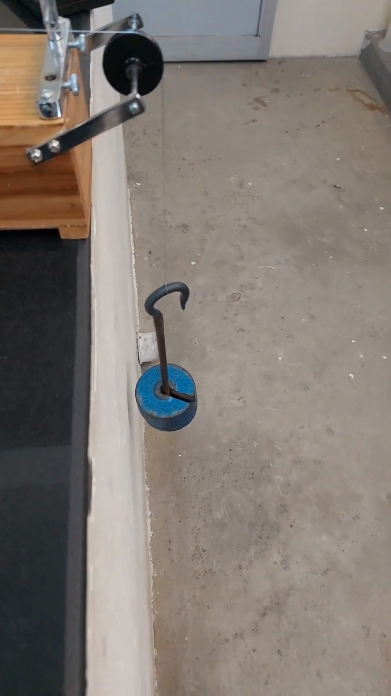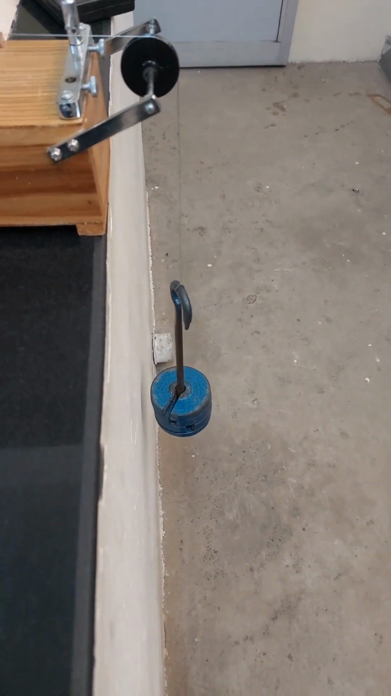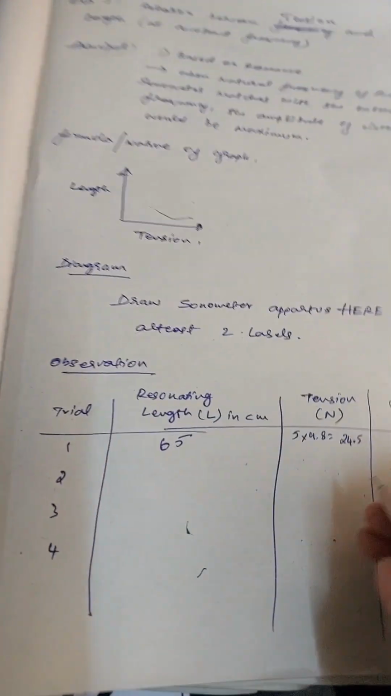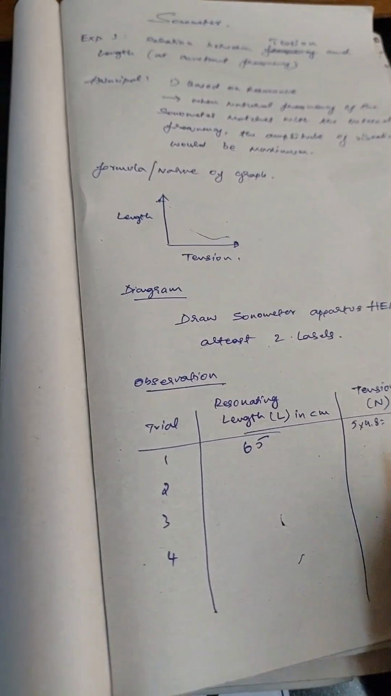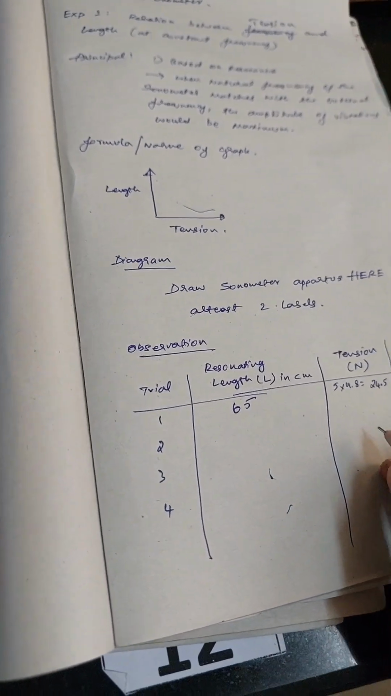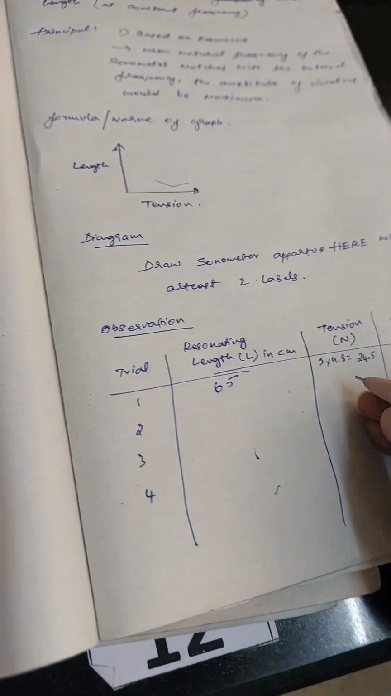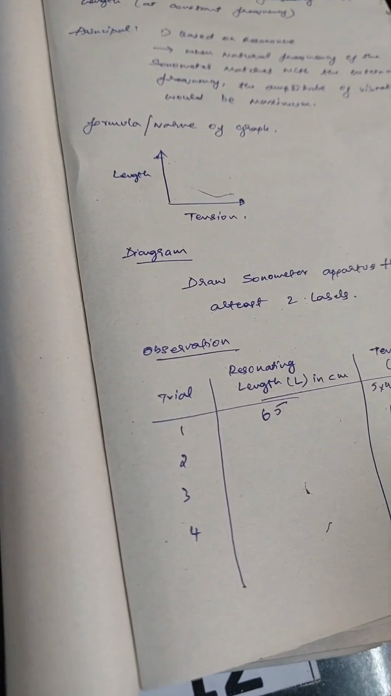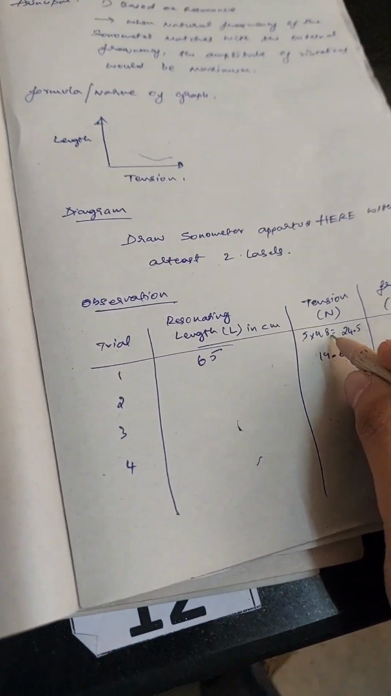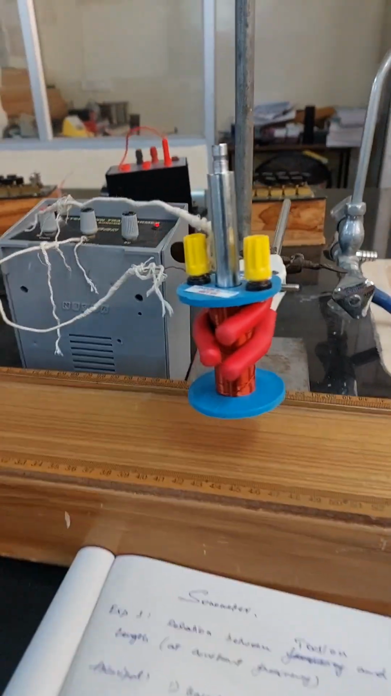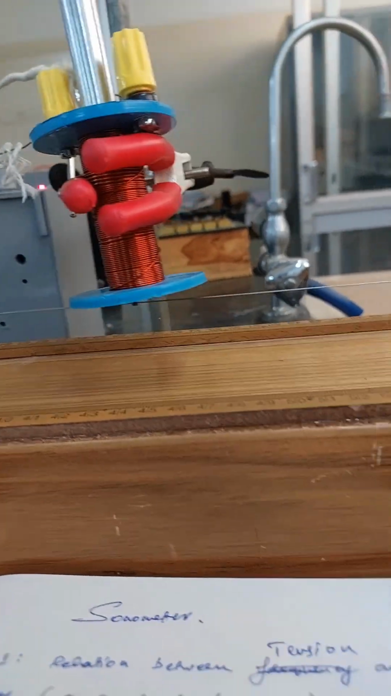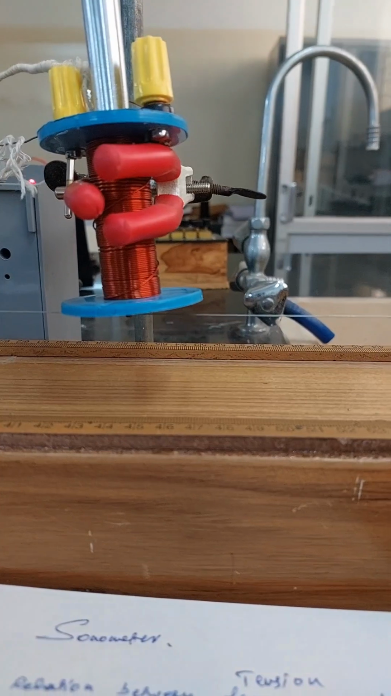So now I have taken out one slotted weight. Now the tension in the wire has decreased by 5 newtons, not 5 newtons, it's around 4.9 newtons. So it comes out to be around 19.6 newtons. Why? Because 4 into 9.8 you have to do, that's 19.6 newtons. So now I'll again move one of the knife edges until resonance happens.